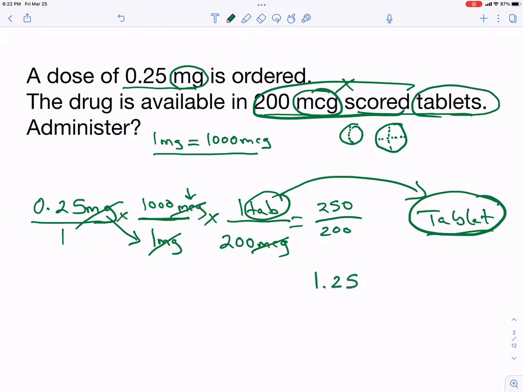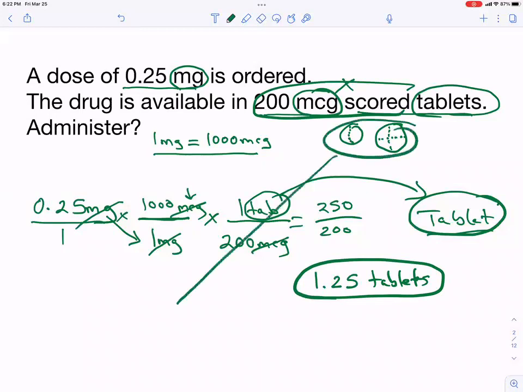1.25. Well, this means I'm going to give this patient 1.25 tablets. Never forget that unit of measure. So I'm going to take these 2 pills, I'm going to give them 1 whole pill, and then I'm going to break off and give them 1/4 of a pill, 1 1/4 tablets. Okay, so that is dimensional analysis, 1 factor.